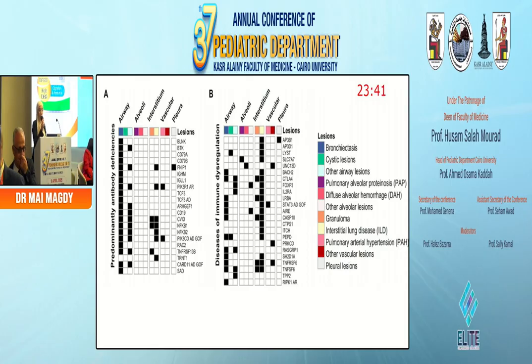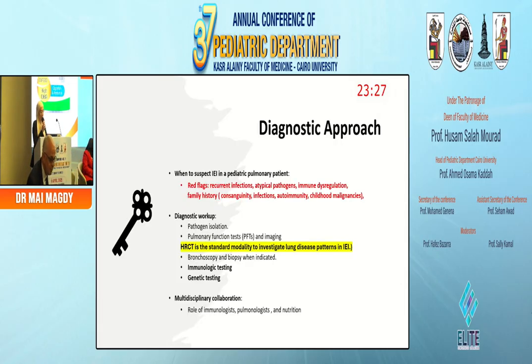However, in patients with immune dysregulation, as you can see, interstitium is affected more than the airways, which can be caused either by infection or due to inflammation and autoimmunity associated with immune dysregulation.